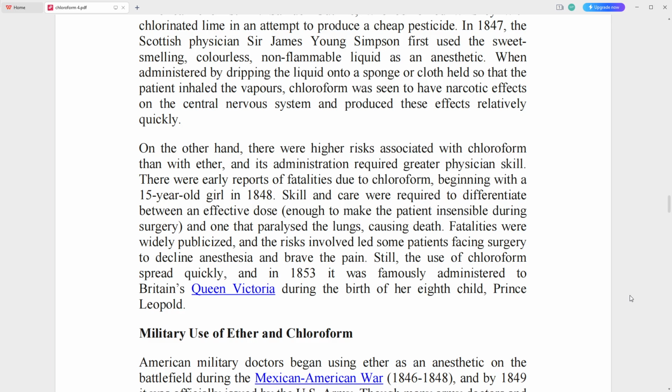Still, the use of chloroform spread quickly, and in 1853 it was famously administered to Britain's Queen Victoria during the birth of her eighth child, Prince Leopold.